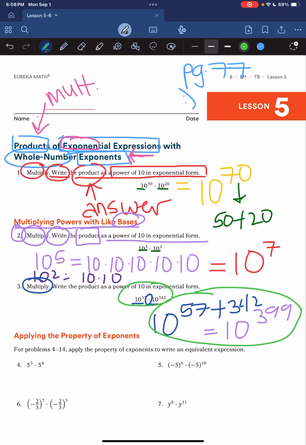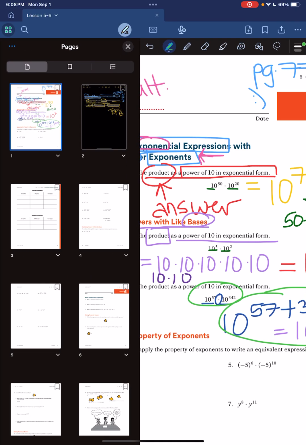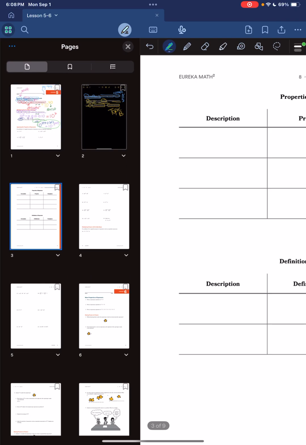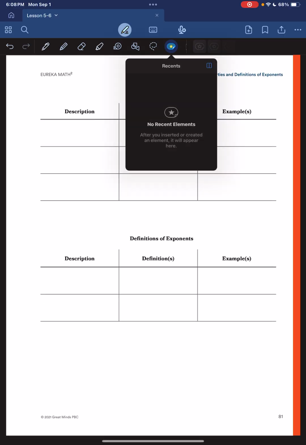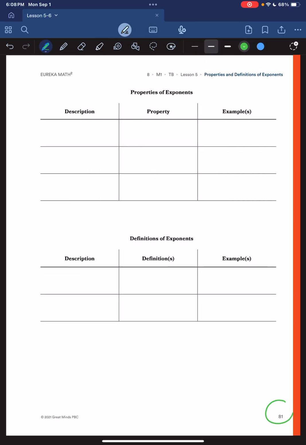If you turn in your book to page 81, you can see down here that we have this little chart, and it is called the Properties and Definitions of Exponents chart. We're actually going to be working with this chart for the next 4 lessons, and we're going to be filling it in over the next 4 lessons. But what we're going to do is start by filling it in with the first property of exponents, and that is the product of powers. So I'm going to write that in, and you should be too.